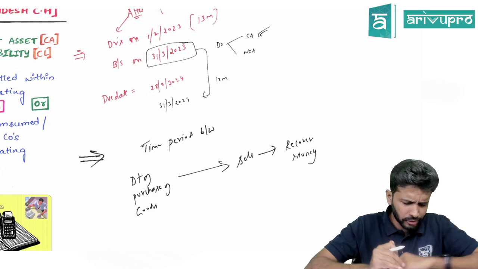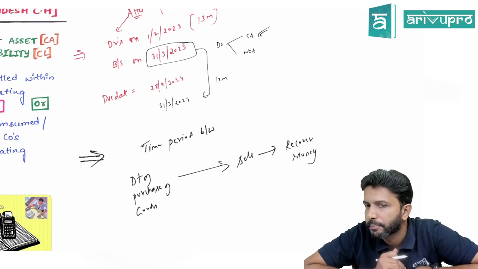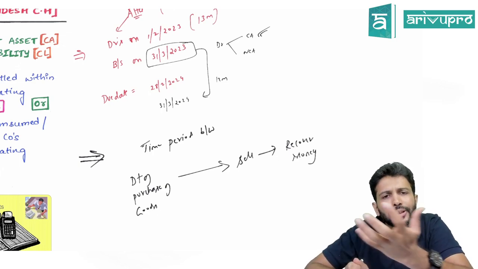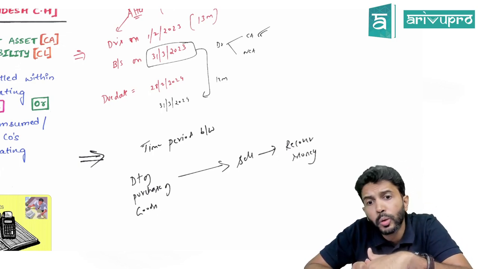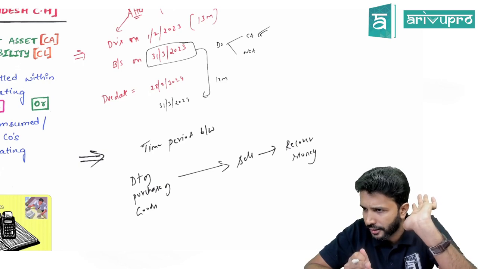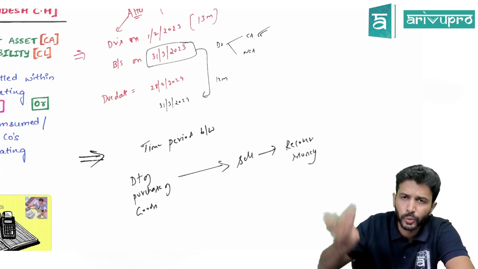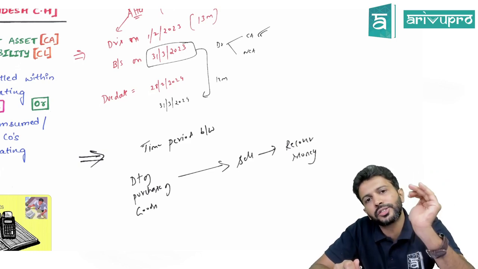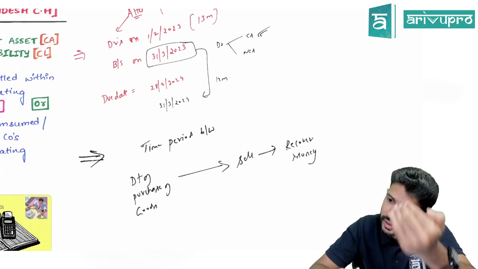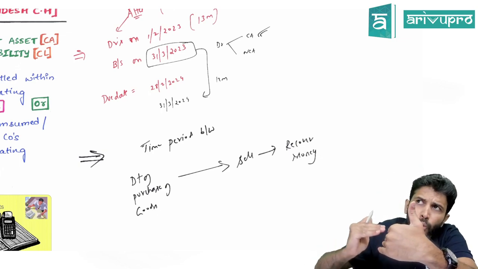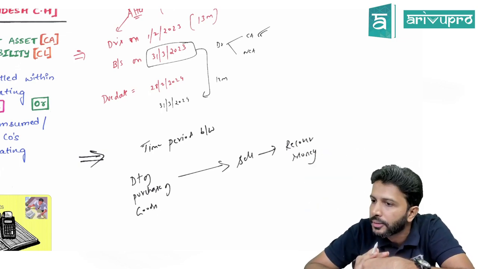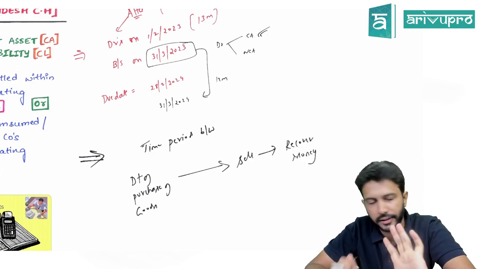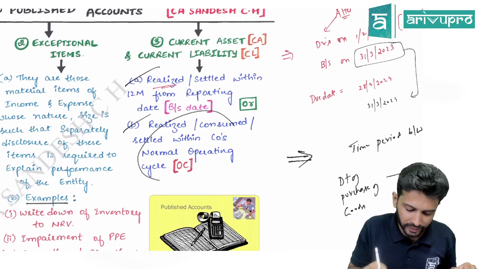Now, what did our parameter for current assets or current liability say? Current assets are those components which get realized or consumed within the operating cycle. So anything which is within the operating cycle is a current asset. Anything which is within the operating cycle is a current liability. Something which is going out of the operating cycle is a non-current asset, or it could be a non-current liability. That's all for the second parameter.